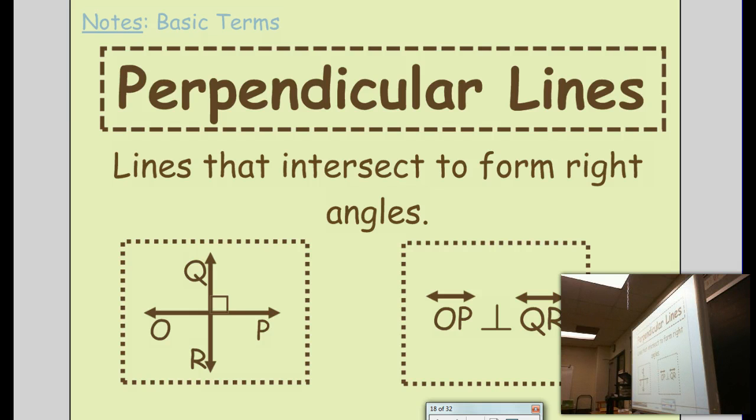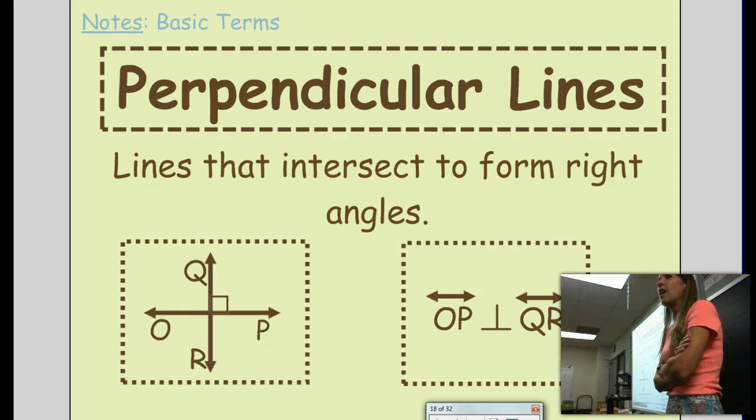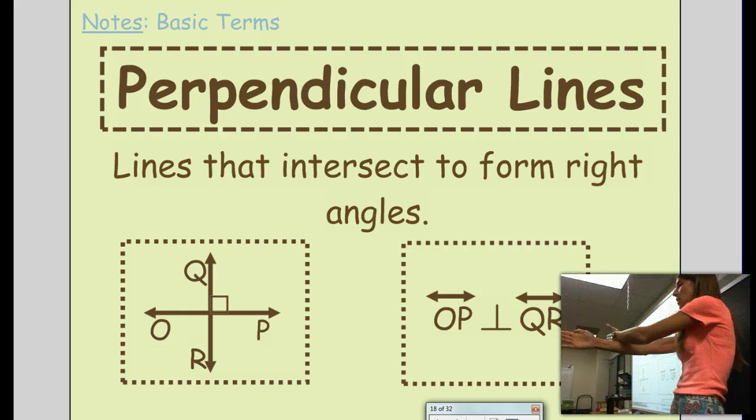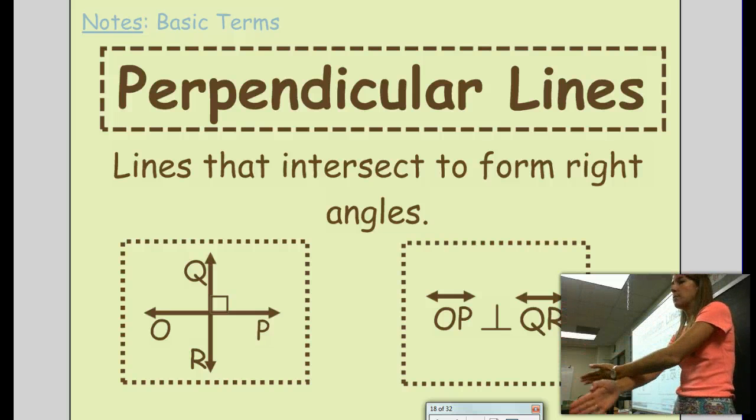Another example of perpendicular lines would be an intersection. I mean, we all go through intersections every day, right? A lot of times the streets are perpendicular at the light, at the intersection, or at a stop sign. A lot of times they're perpendicular.